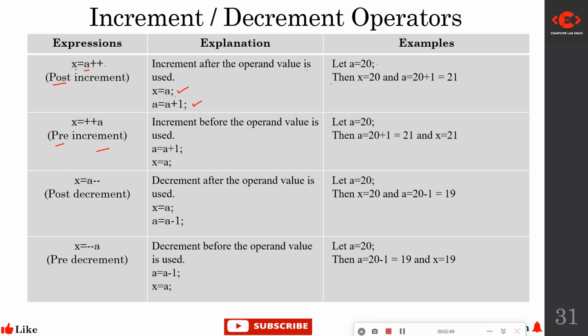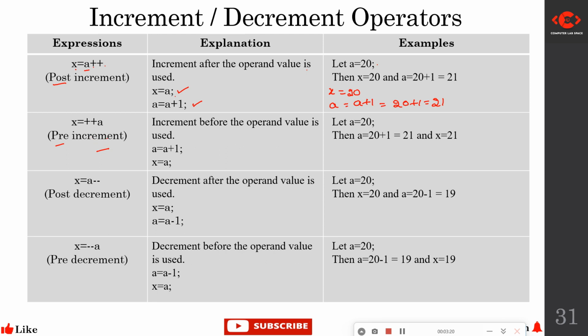first the value is going to be used. So x is equal to a. The a value is 20, isn't it? So x is equal to 20. Later, after using it, it is going to increase the value of the operand, so a is equal to a plus 1. That means 20 plus 1 is equal to 21. Is it clear?